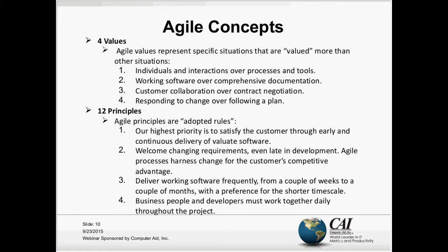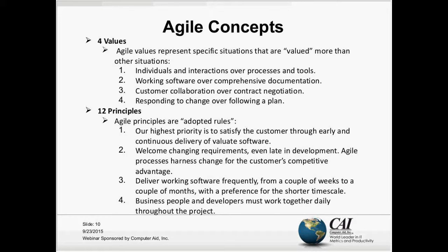There are 12 principles under the Agile Manifesto. These are the rules that the Agile Manifesto has adopted and are used as a guideline. Okay. Our highest priority is to satisfy the customer through early and continuous delivery of valuable software. Working software is a primary and very important measure of progress.